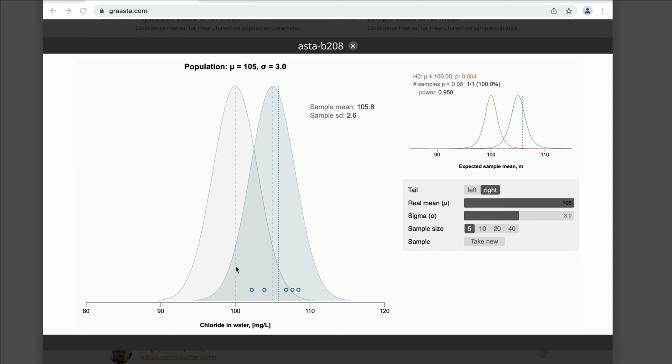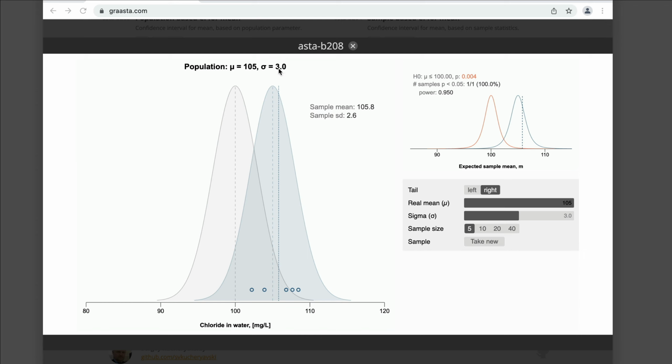So what you see here, the blue distribution in this big plot, is what the real population looks like. The real population has chloride in water of approximately 105 milligrams per liter on average, okay? However, our null hypothesis is that the chloride in this water is 100 or less. Imagine that 100 is a kind of maximum acceptance limit. So we believe, for example, we are talking about a lake, that our lake is not contaminated. So this is our null hypothesis. Mu is 100 or less, but in reality, the lake is contaminated.